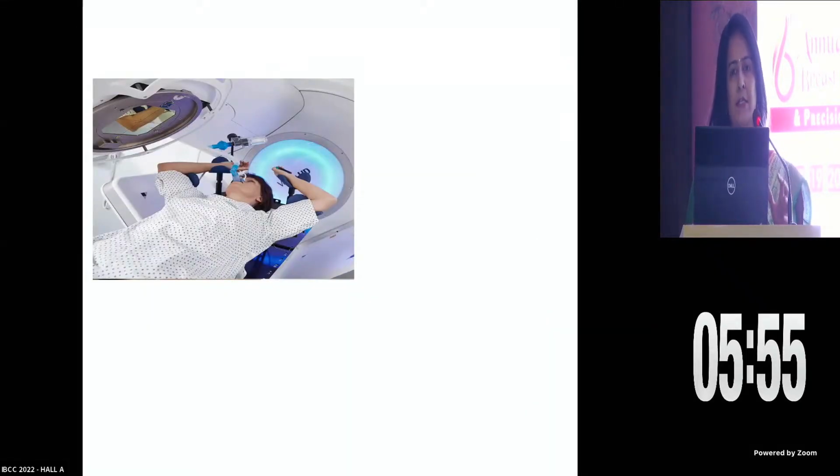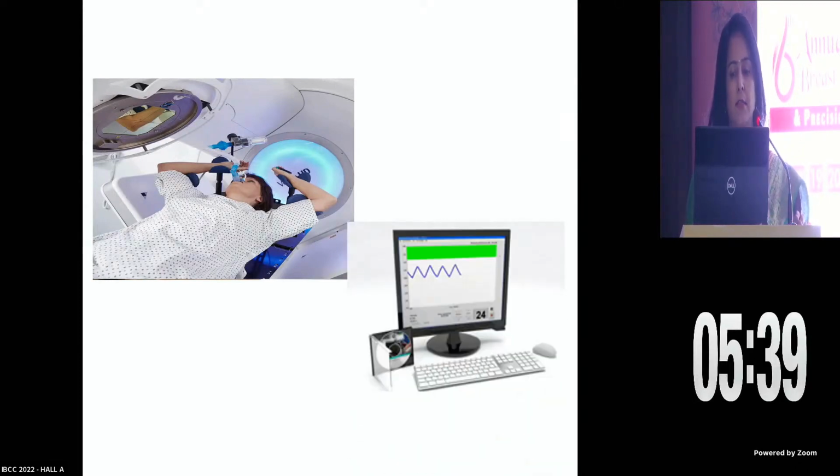So this basically needs a lot of homework, because before we do the simulation, we need to train the patient. We need to ask the patient to take a breath and hold it for the maximum amount of time the patient can, sometimes 20 seconds, 30 seconds. We counsel the patient for that, and then we take the CT simulation.